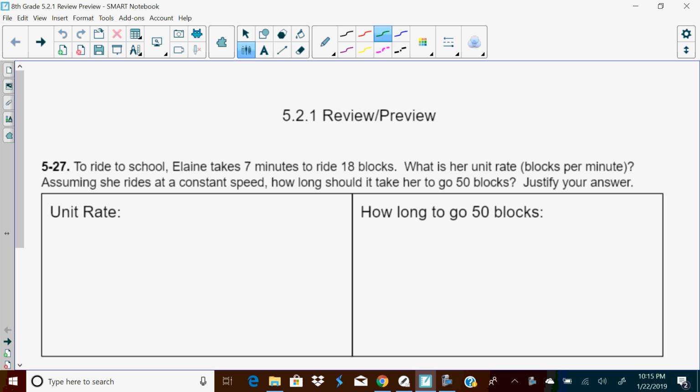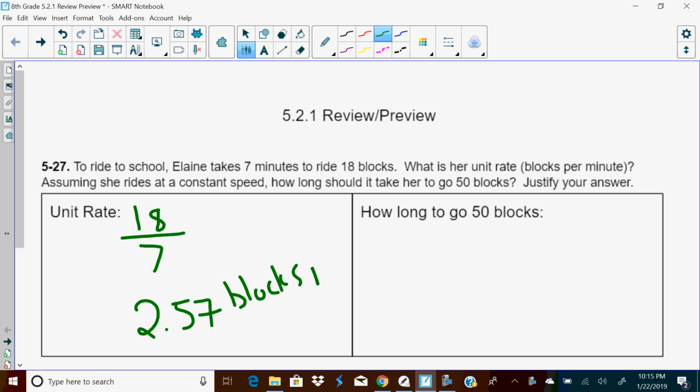Writing answers to the 521 review. Problem 527 says to ride to school, Elaine takes 7 minutes to ride 18 blocks. What is her unit rate, blocks per minute? So to do blocks per minute, she does 18 over 7 blocks, which is about 2.57 blocks per minute. And then how long to go 50 blocks?